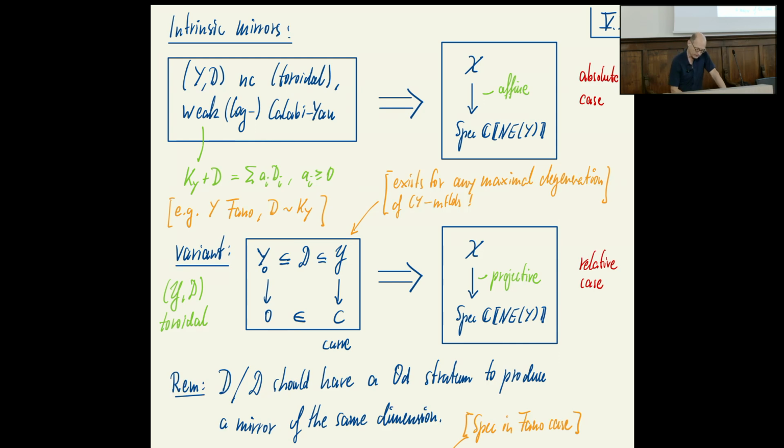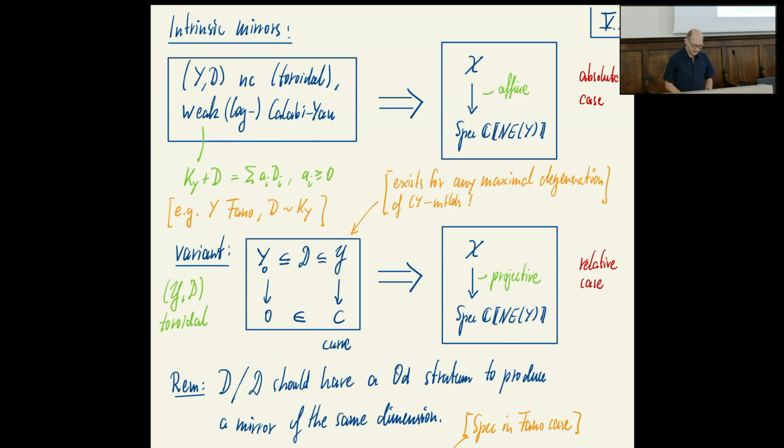So what we can do is take a pair (Y, D). Let's take a normal crossings pair, so Y would be smooth and D is the normal crossings divisor. Toroidal works as well, okay? So in the log geometry language, anything log smooth over a trivial log point.